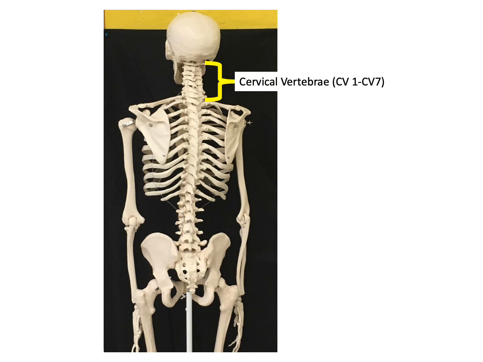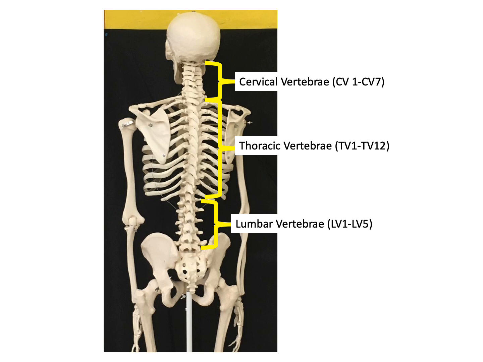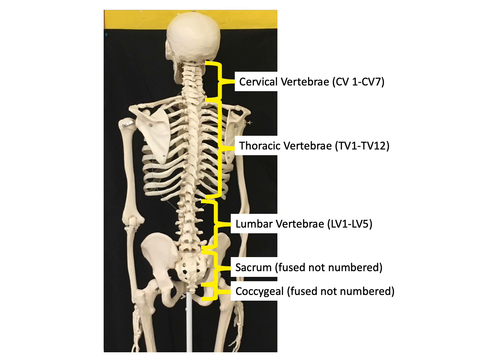And we start with the cervical vertebrae, which will be CV1 through CV7. The thoracic vertebrae, or TV1 through TV12. The lumbar vertebrae, LV1 through LV5. And then we have two sets of fused vertebrae, the sacrum and the coccygeal.